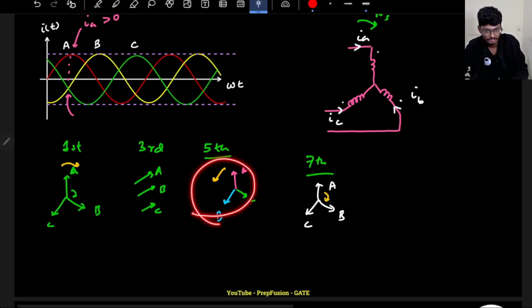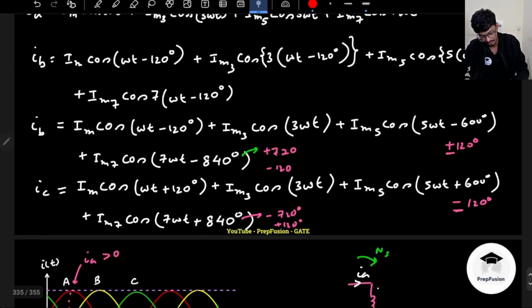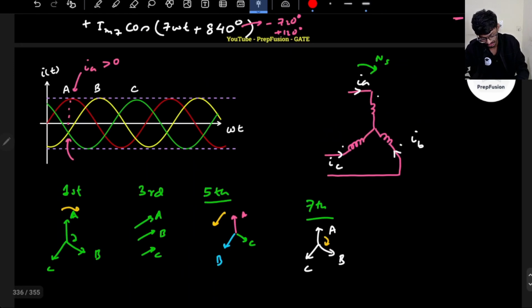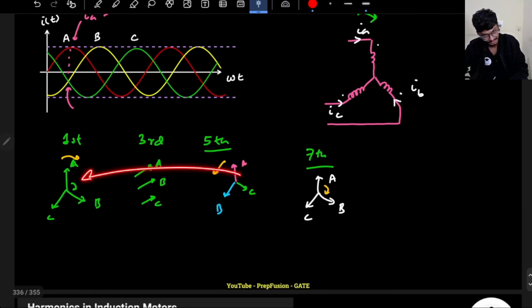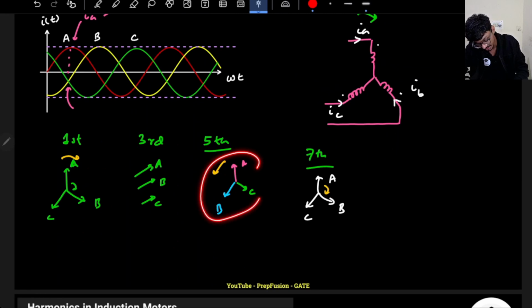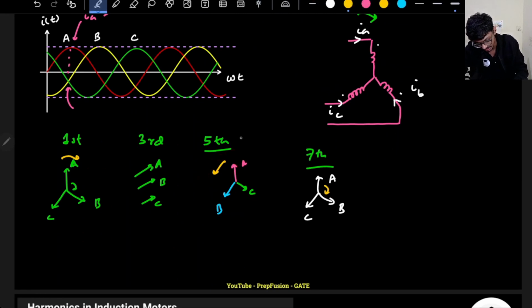What will be the speed here actually? Remember, what is the frequency? Frequency is not omega t. Yes, it is opposing the main magnetic flux, but it is rotating with a different speed, because what is the frequency here? The frequency is basically 5f, right? Frequency is 5f. So ns will be what? Ns will be ns by 5. Why? Because the number of poles is the same, correct? Or effectively the number of poles changes basically.